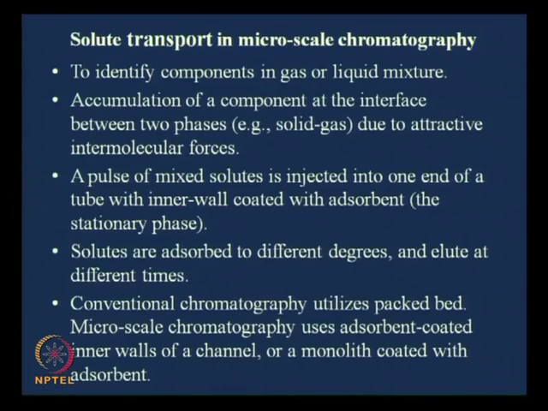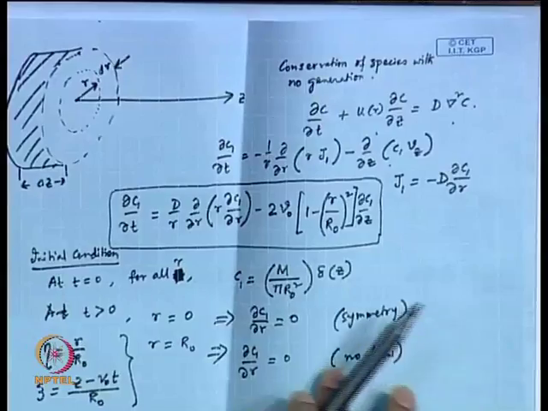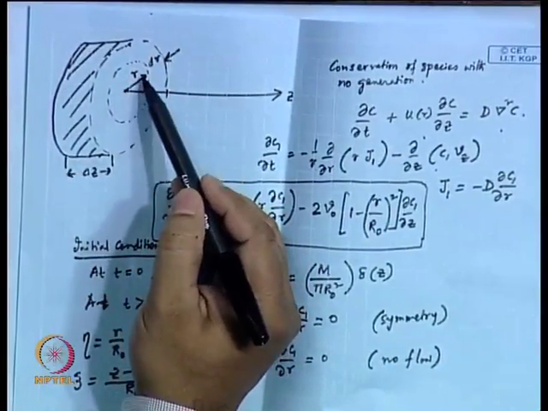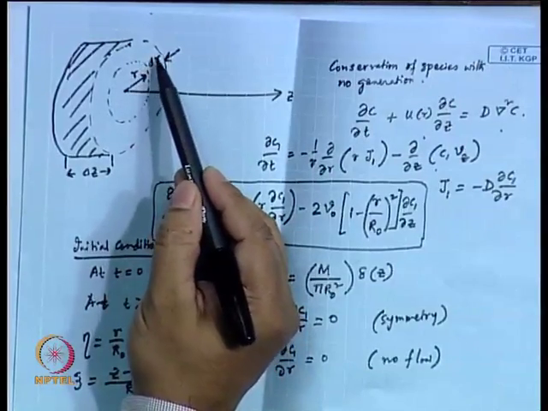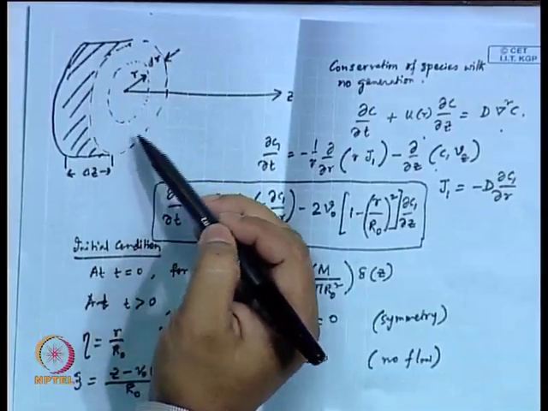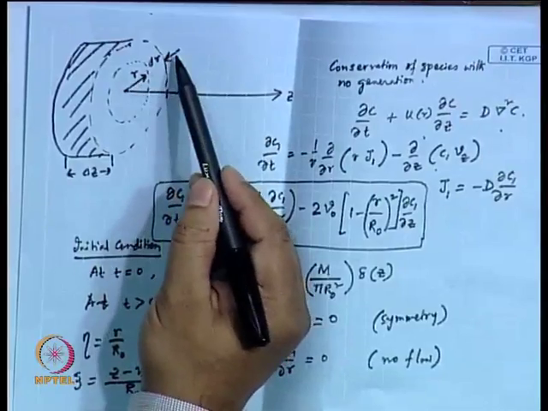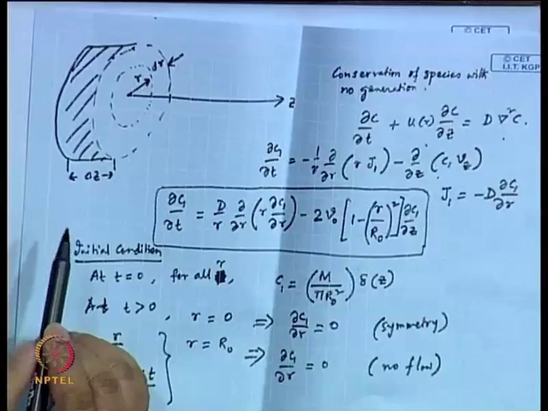is I have tried to put down the governing equation. We pick up a differential element. If capital R is the radius of the tube, then you pick up a differential element, it is an annular shaped element. So, this annulus is basically between r and r plus dr, and it has a depth of delta z.